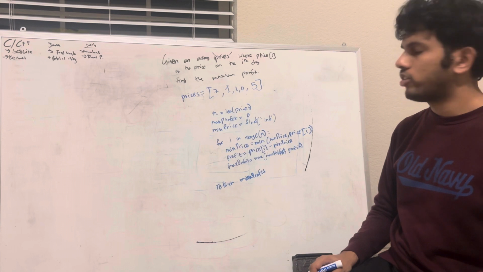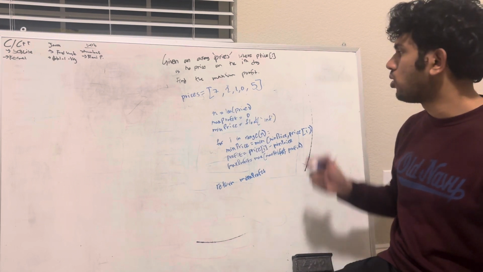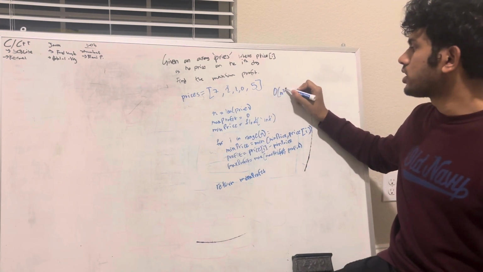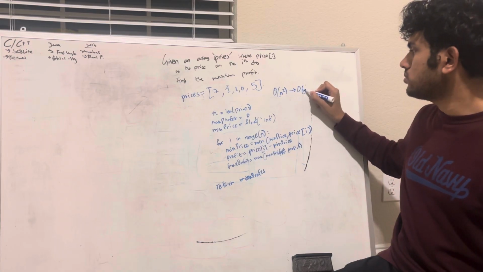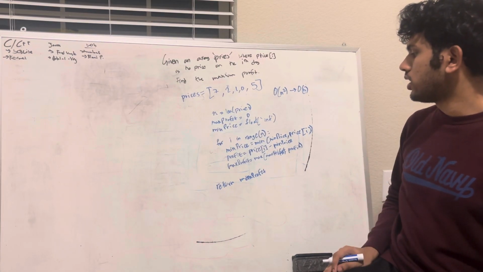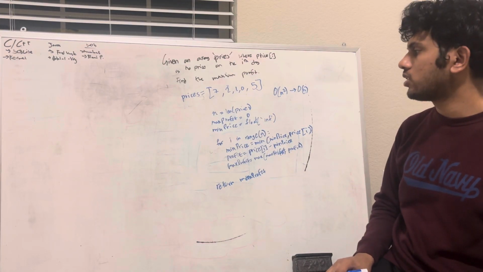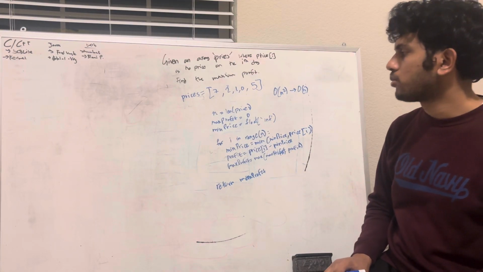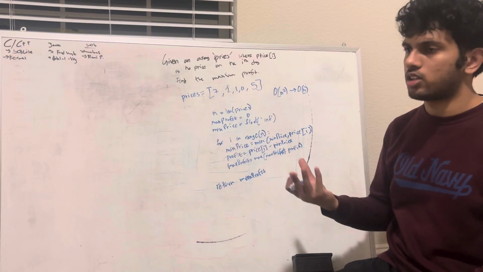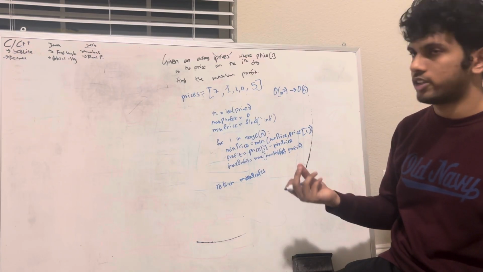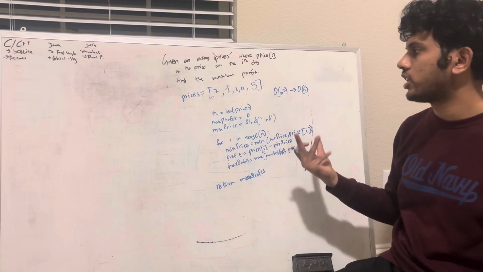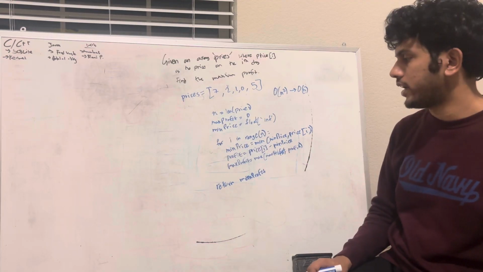Now we reduce the time complexity from O of n squared to just O of n. And that is pretty much how we can solve this LeetCode problem, where we get the maximum profit by finding the day where the stock is relatively low, and selling it on the day where the stock is relatively high.